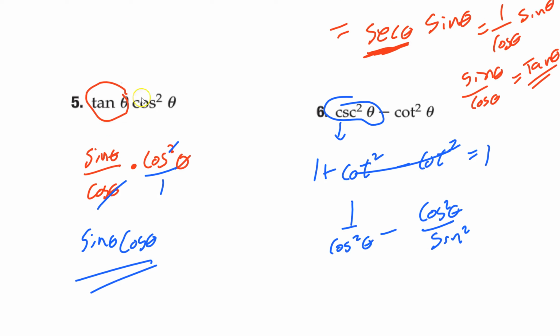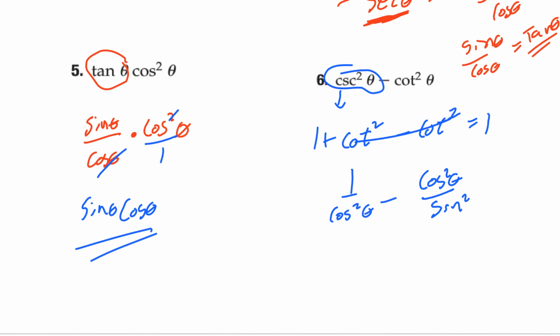Oh, I messed this up. Cosecant is 1 over sine squared. Oh, that's embarrassing. But luckily it makes the problem a lot easier. So this is 1 over sine squared, sorry. Now if you notice, these match the same denominator, so you can just add them.